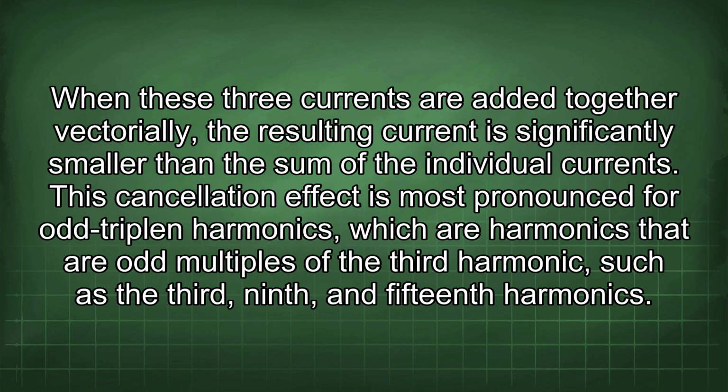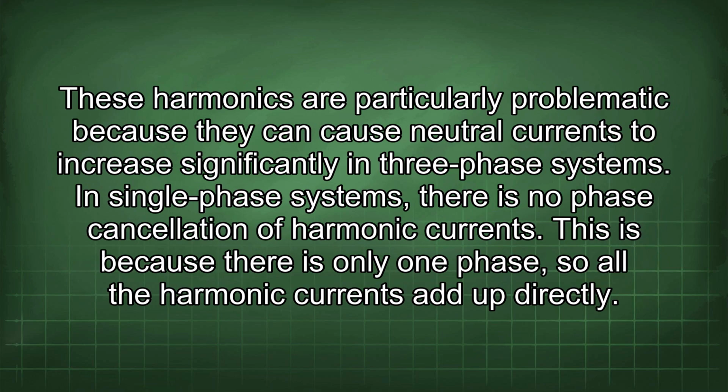When these three currents are added together vectorially, the resulting current is significantly smaller than the sum of the individual currents. This cancellation effect is most pronounced for odd triplet harmonics, which are harmonics that are odd multiples of the third harmonic, such as the third, ninth, and 15th harmonics. These harmonics are particularly problematic because they can cause neutral currents to increase significantly in three-phase systems.